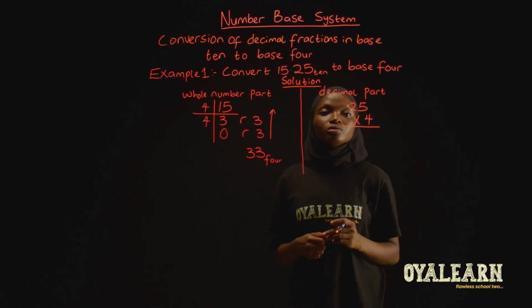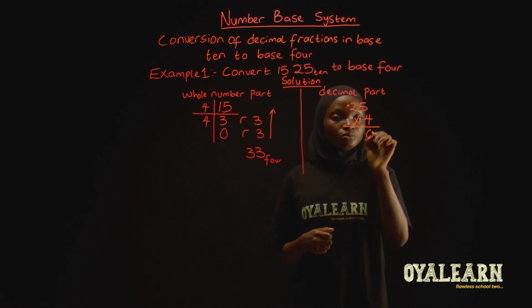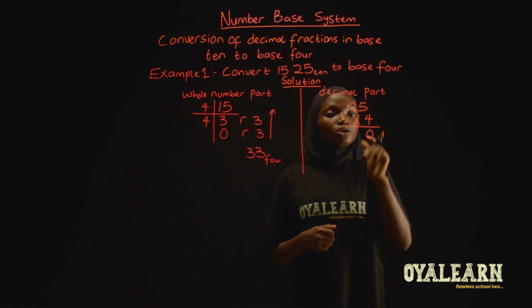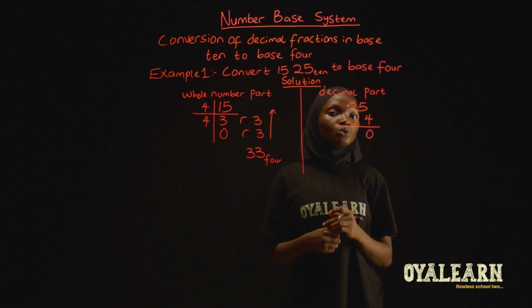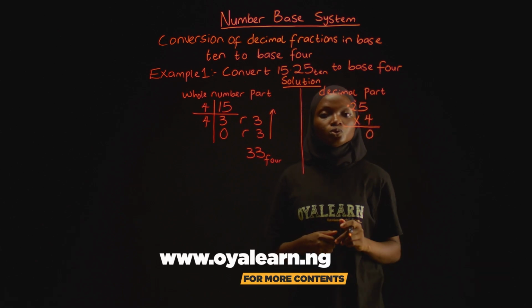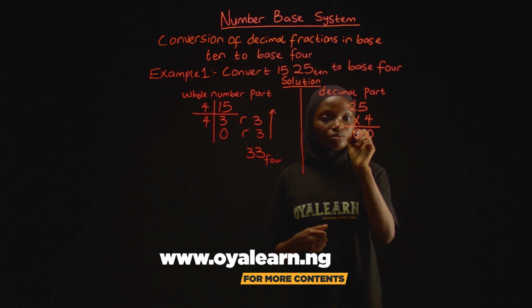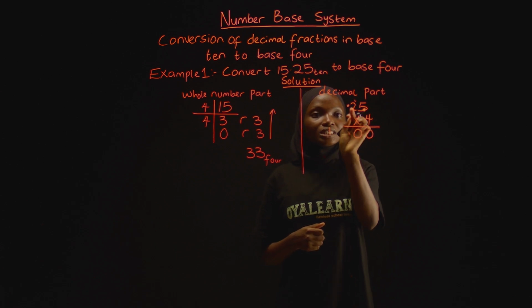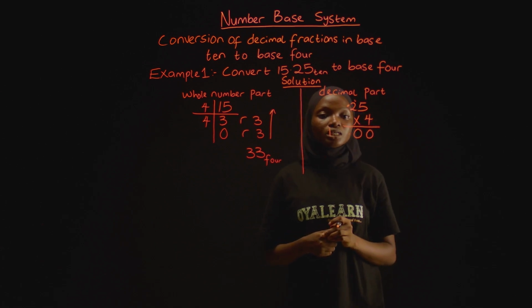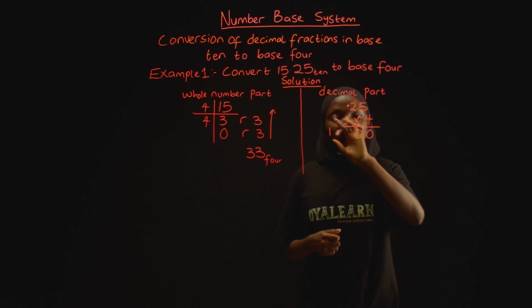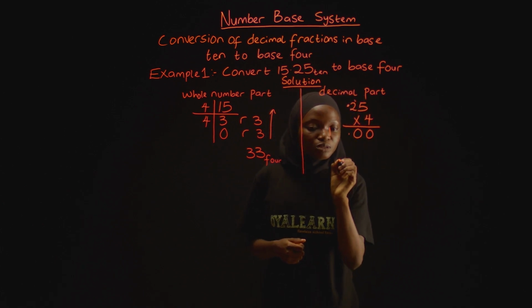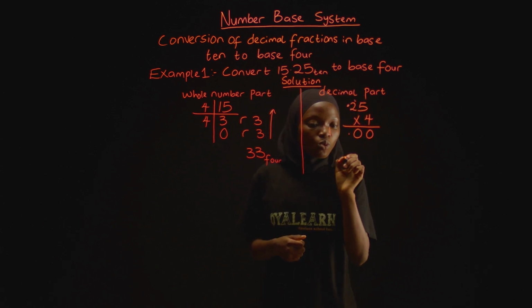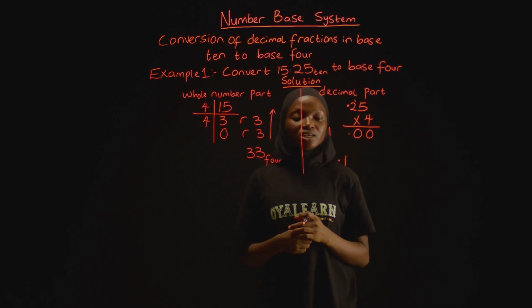0.25 multiplied by 4, that's 1.00. So we write 1 for the whole number part, and the decimal part is 0. So that means for the decimal part, it is 0.1. Only the part that you have here.